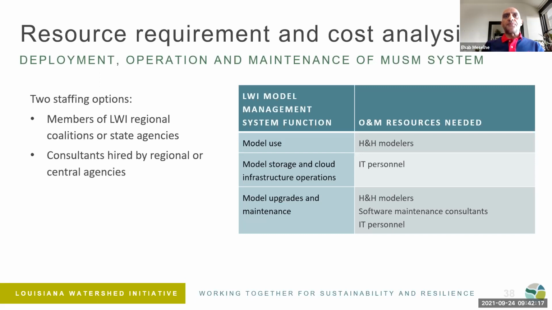And then we identified the main functionality: the model use, which will be done mostly by H&H modelers; the storage and the cloud infrastructure, which is obviously IT functionality and will be done by IT personnel; and then the continuous upgrades and maintenance, which will be done by a combined effort by H&H modelers, software maintenance consultants, as well as IT personnel. So these are the ingredients that we used to develop these costs. And again, all the assumptions are listed in the report. I encourage you to dive into it, and if you have questions, please submit them as part of your public comments. Next slide, please.